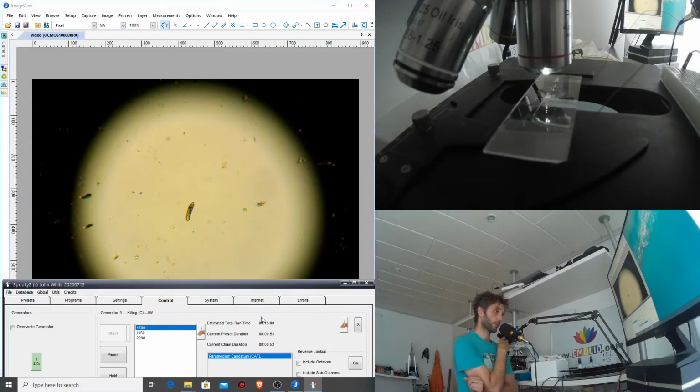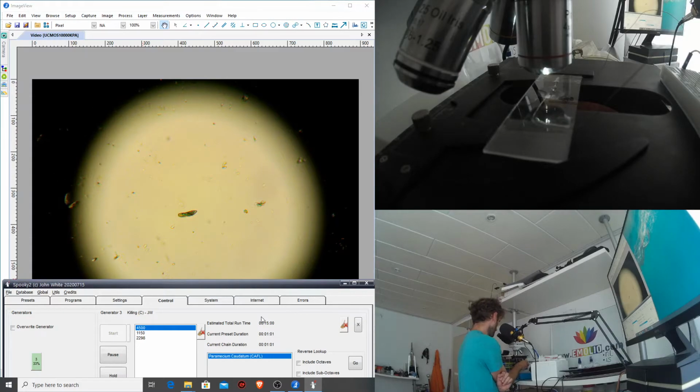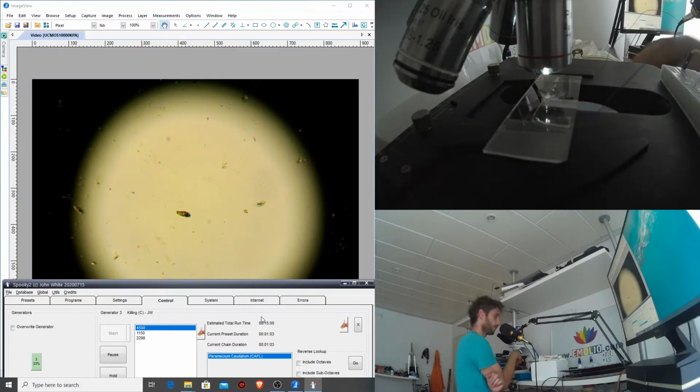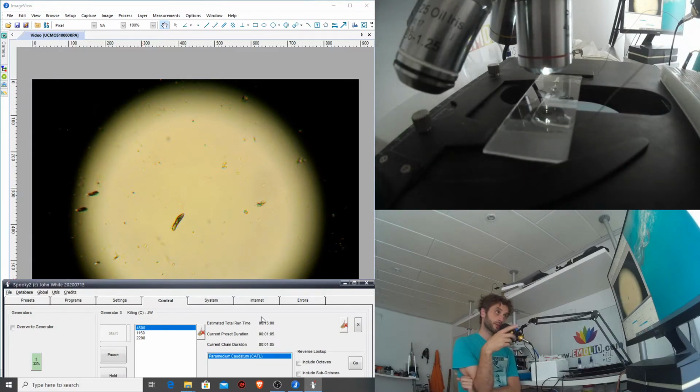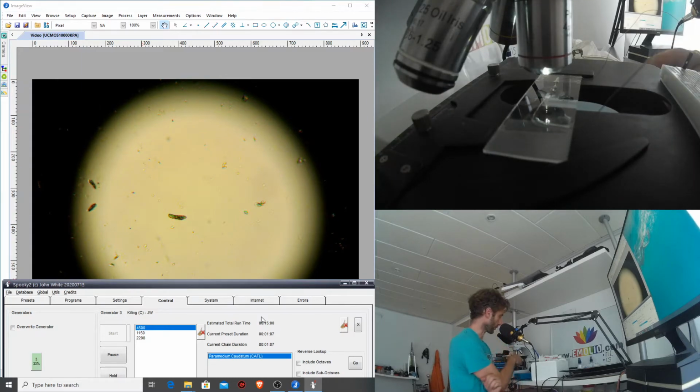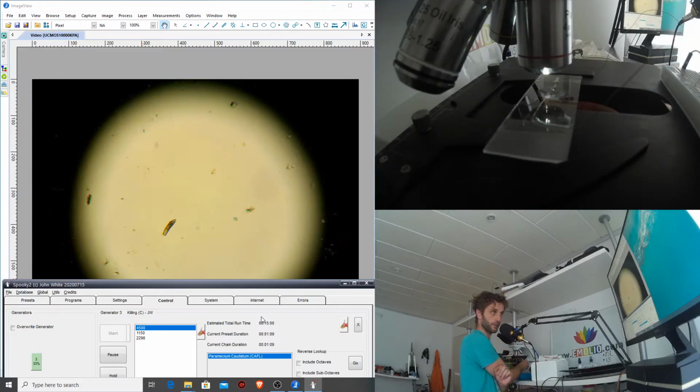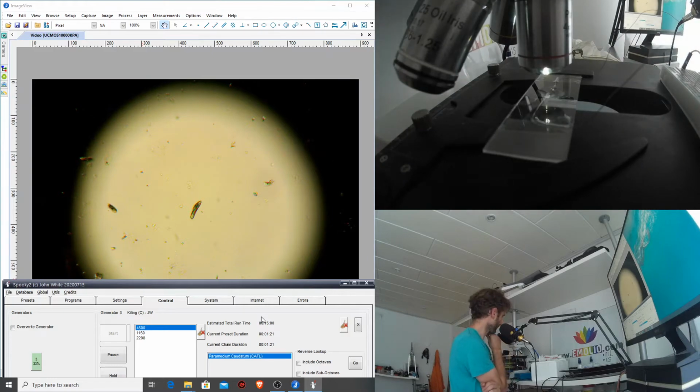If you're gonna perform this experiment, you should always check if there is a water connection between those two electrodes, because if there is no water there, then those microorganisms will definitely die. So always check the water connection.